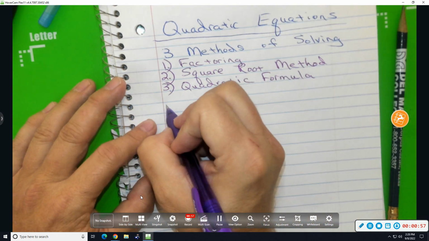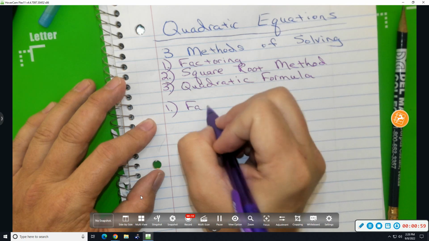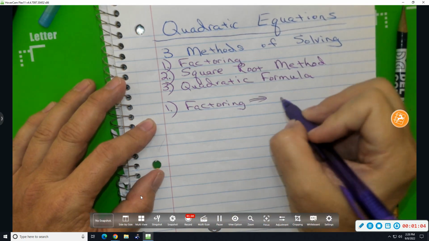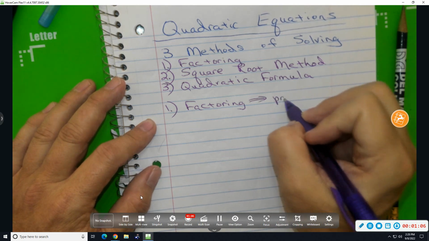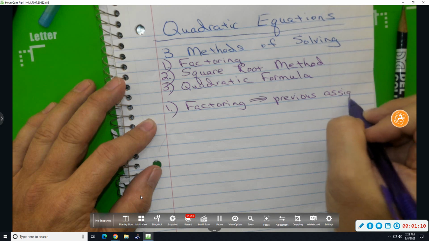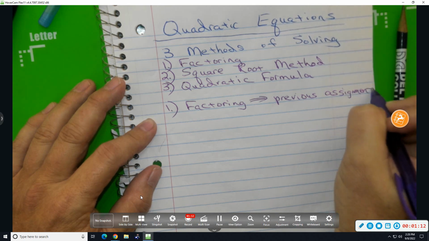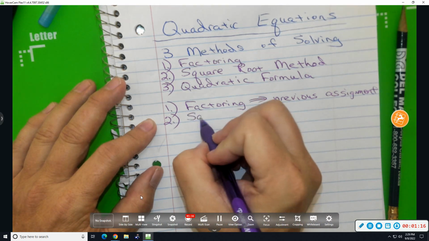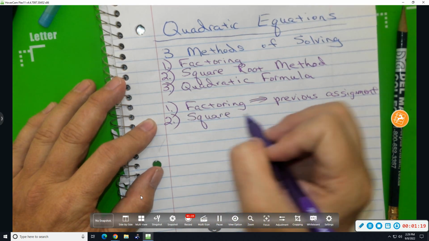And so method number one, factoring. We've already done that, in the previous assignment. The second method, the square root method. I think I'll discuss it.